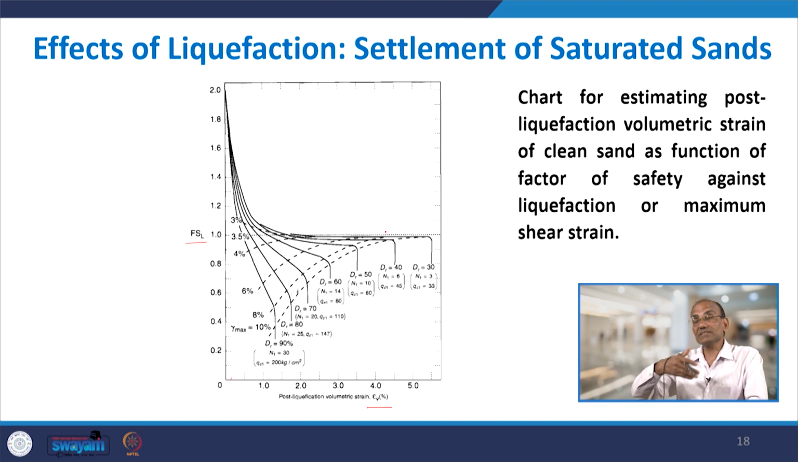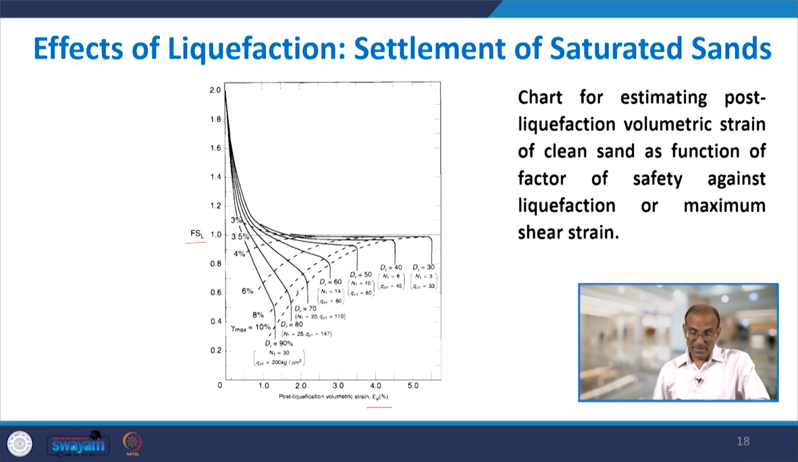strain increases exponentially. It was here and then all of a sudden it increases, particularly after this point, when the factor of safety starts decreasing to less than 1, then the volumetric strain increases tremendously. When the factor of safety is more than 1, the increment was not so much.